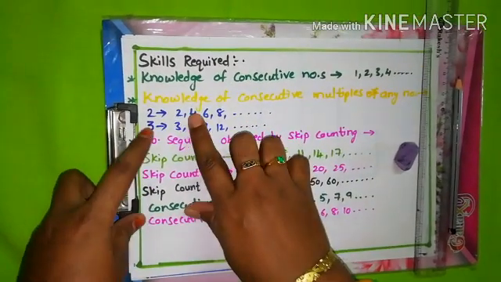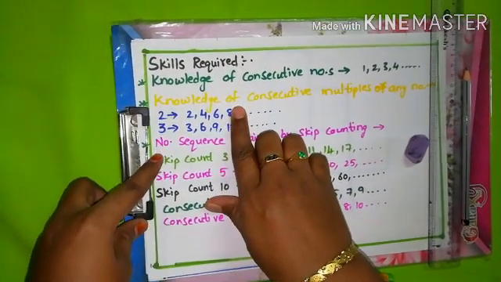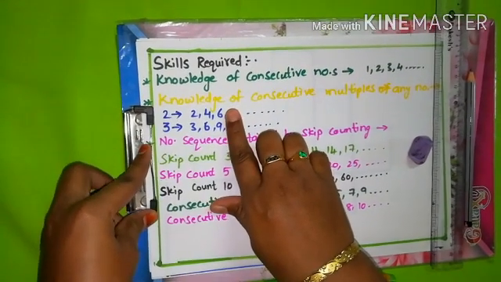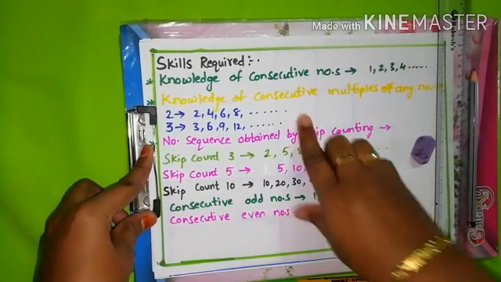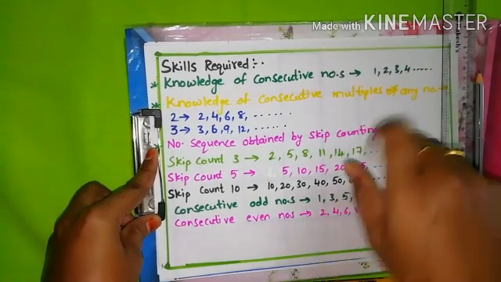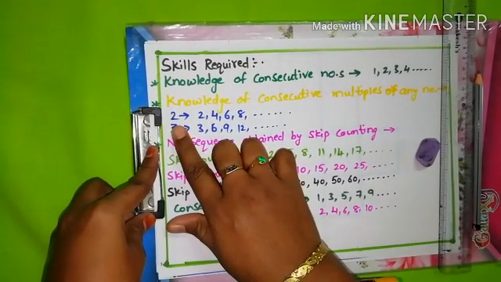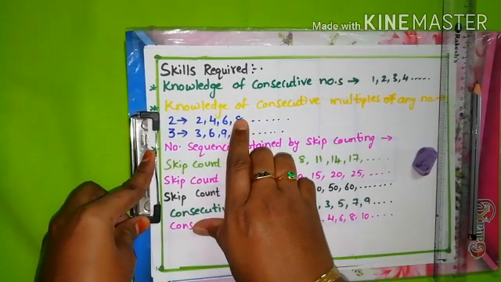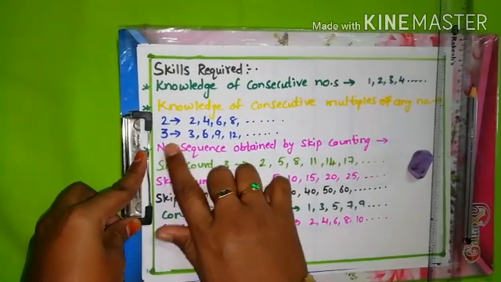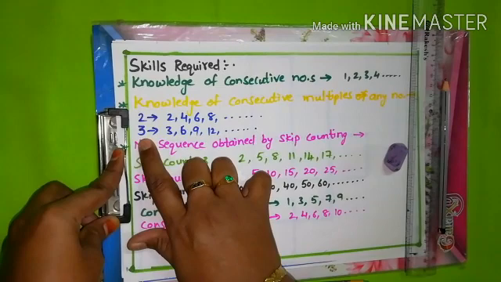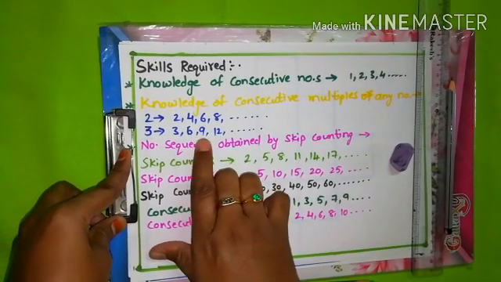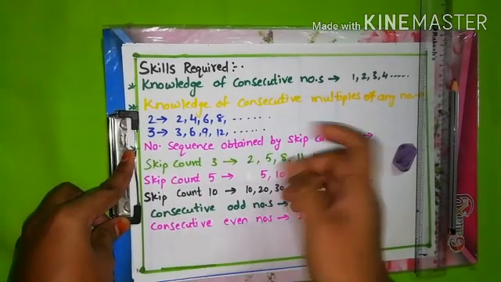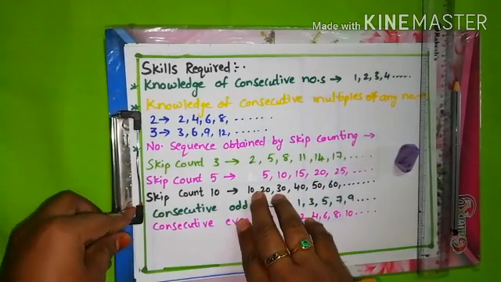The next skill we require for making this magic square is the knowledge of consecutive multiples of any number. For example, the multiples of 2 are 2, 4, 6, 8. The multiples of 3 are 3, 6, 9, 12, and so on, which are the consecutive multiples of 3.